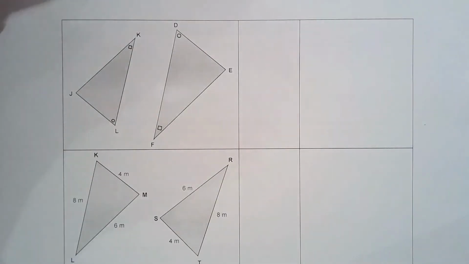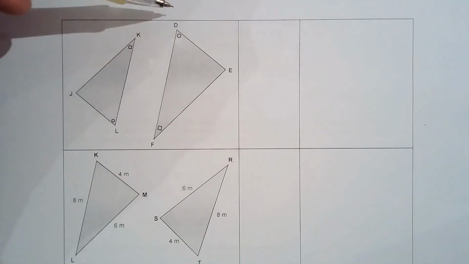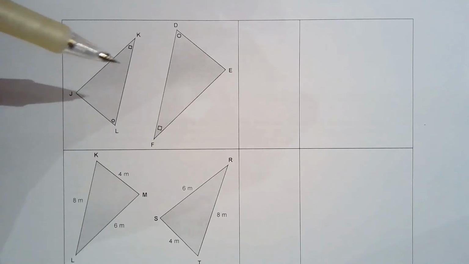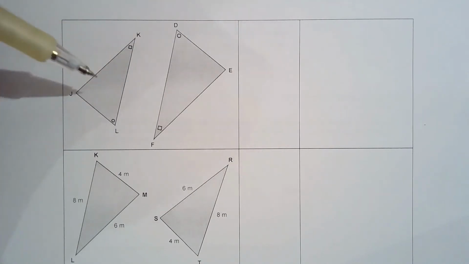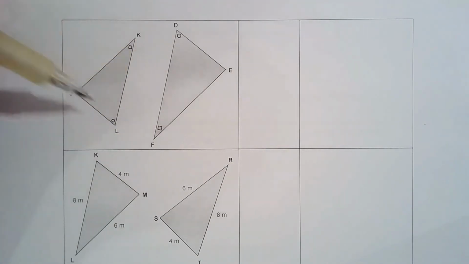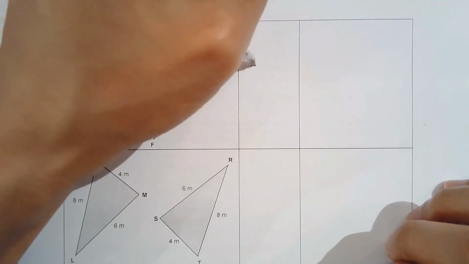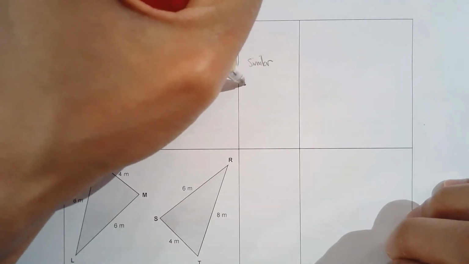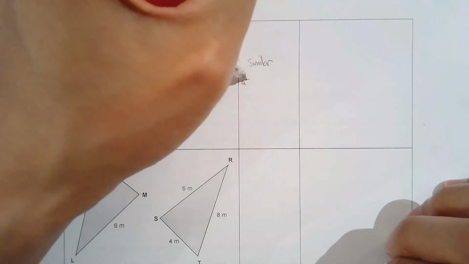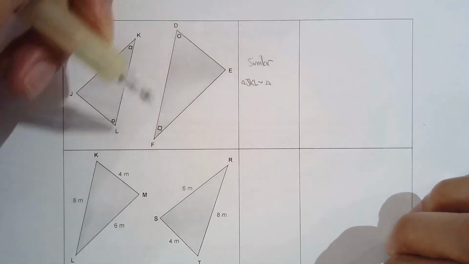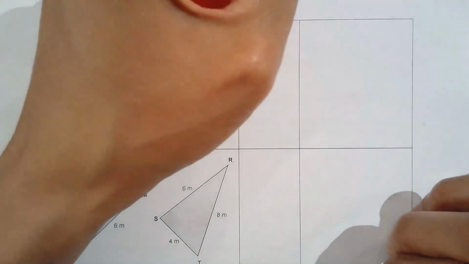Okay, so now let's try to prove triangle JKL and triangle DEF. So you know what? I don't know any side lengths, so I can't really say they are congruent, but I can definitely say they are similar. Okay, and now I'm going to first say they're similar. So we're going to say triangle JKL is similar to triangle, now it has to be EFD.